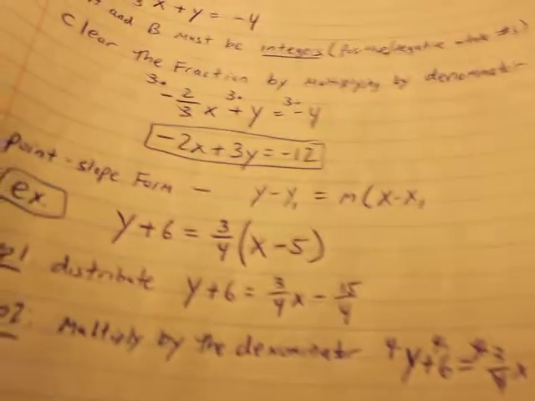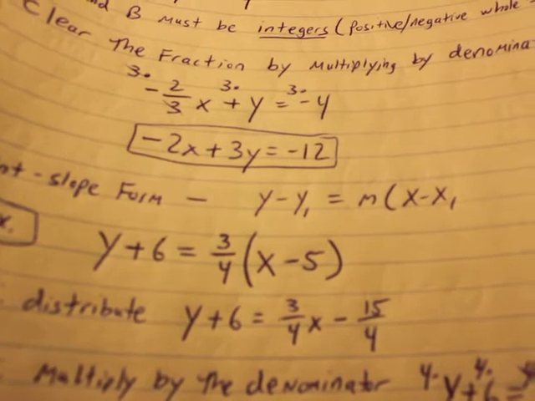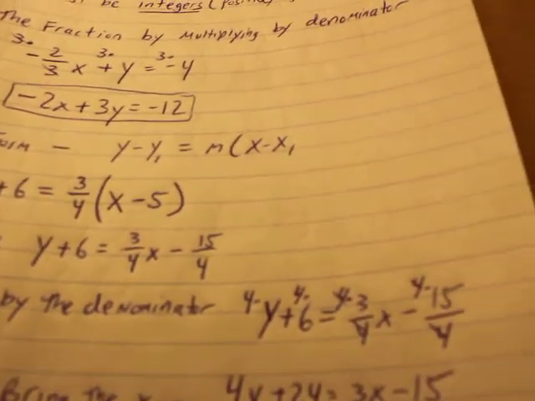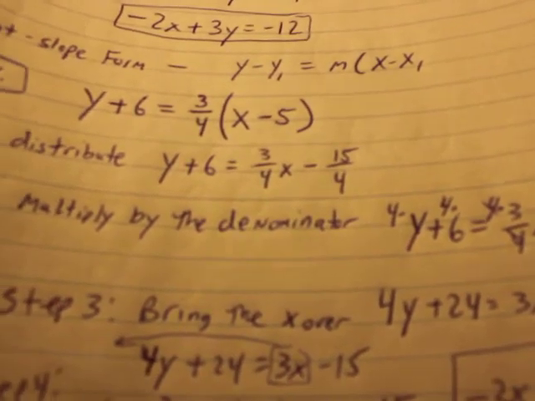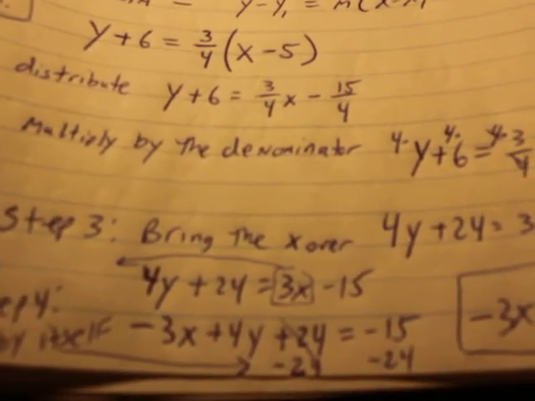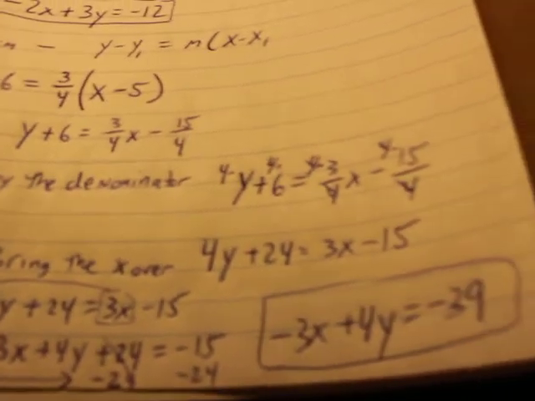Okay? So once again, it's distribute, clear the fraction, bring the x over, and then get the x and the y by itself by doing the opposite of that.